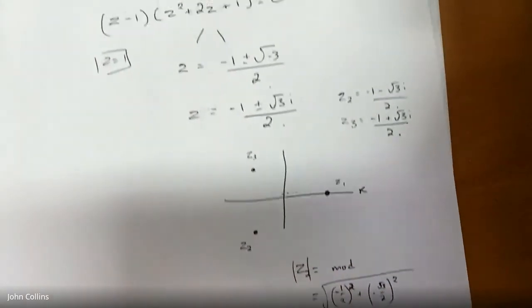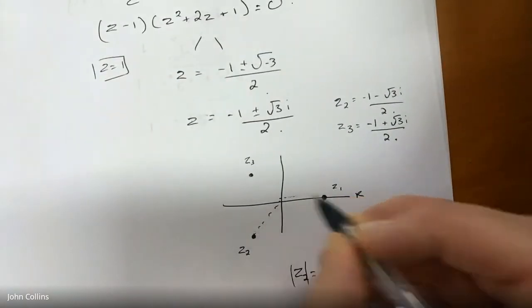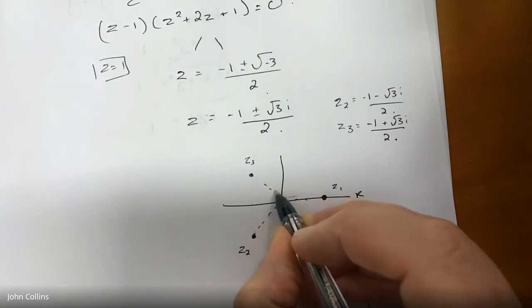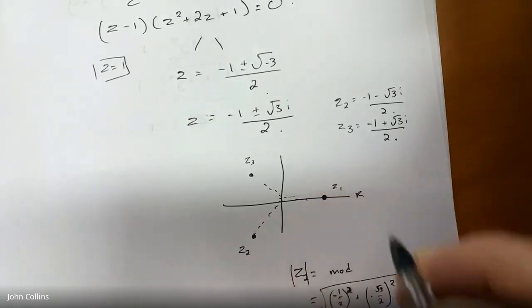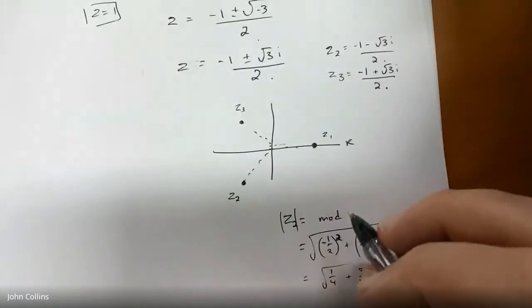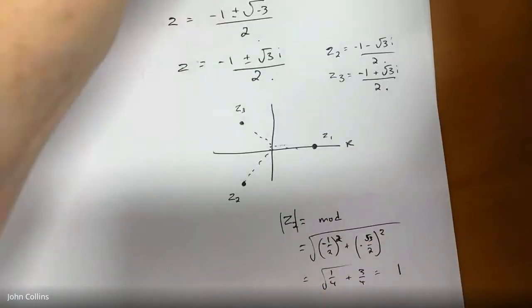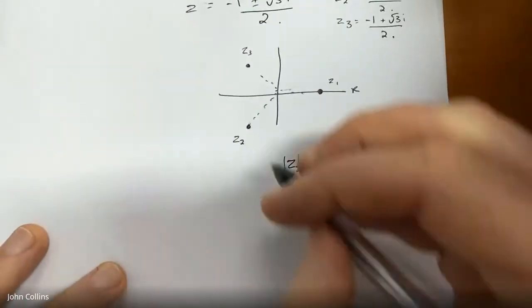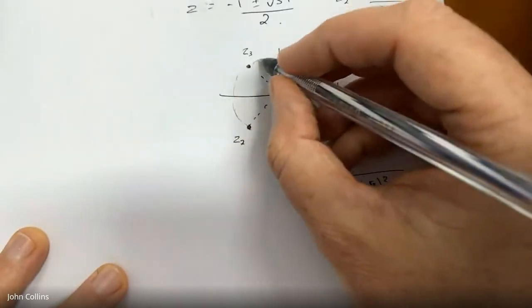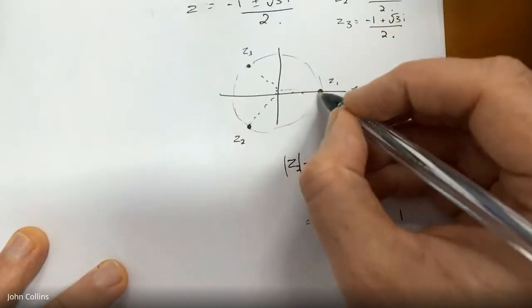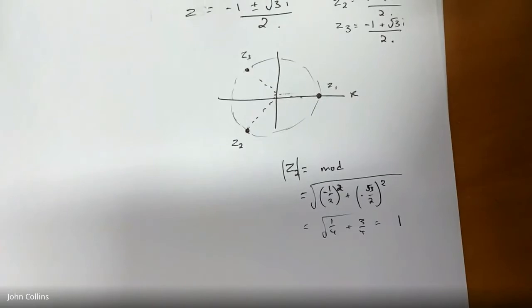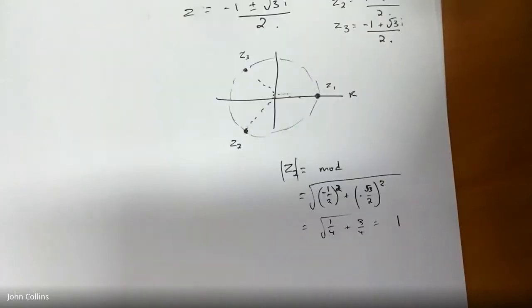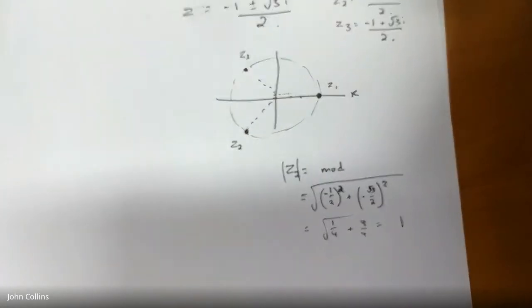So they're all equidistant from the center. They're all on the unit circle, really. For this particular example, they're all modulus 1. We could draw a circle, and you don't have to. Then you are looking at the angle that they create.